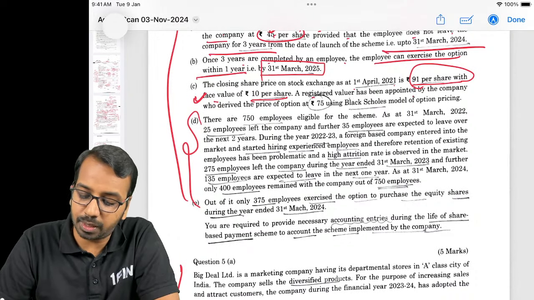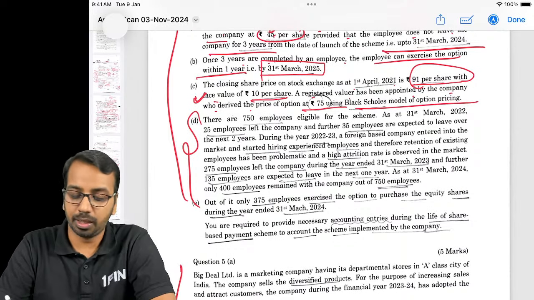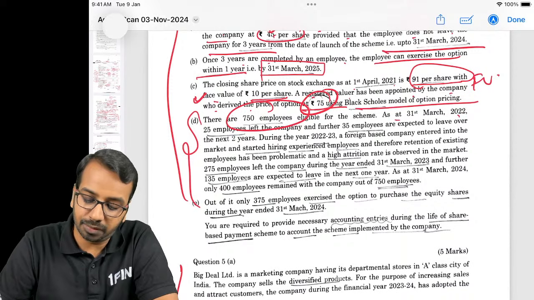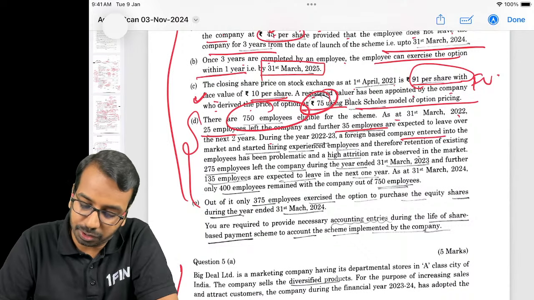A registered valuer has been appointed by the company who derived the price 75 using the Black-Scholes model. Okay, this is the fair value to be considered. There are 750 employees as of 31st March, 25 left, and a further 35 are expected to leave. During 22-23, some company came, that is irrelevant information.